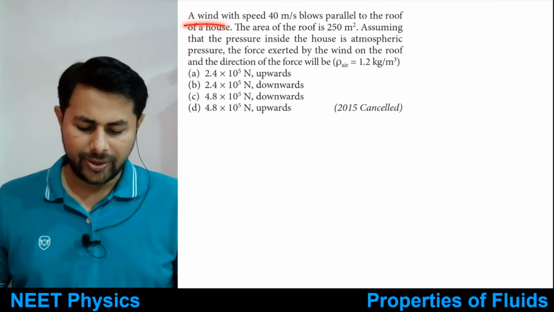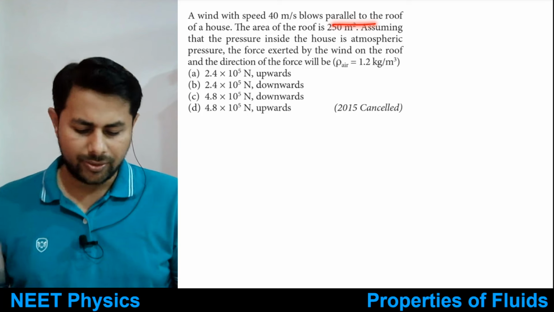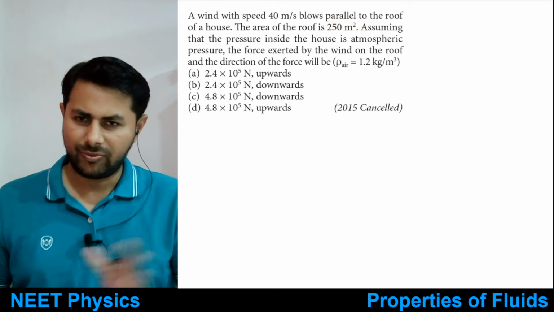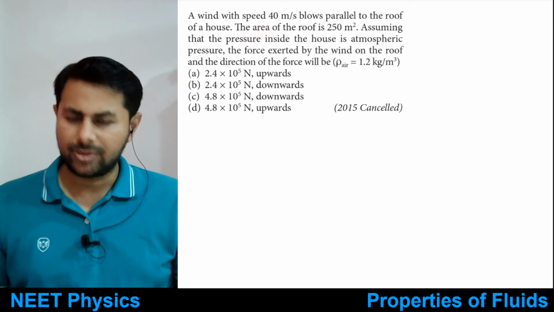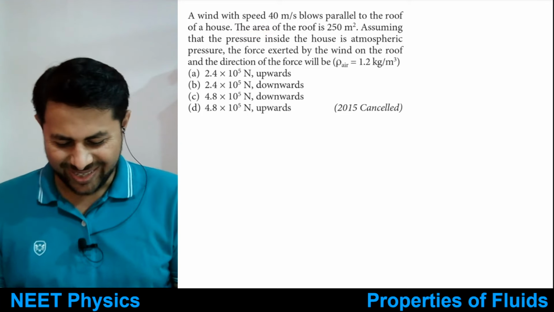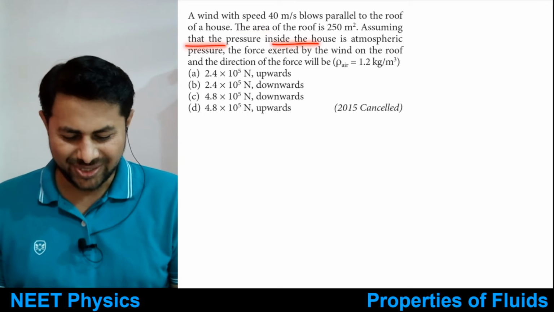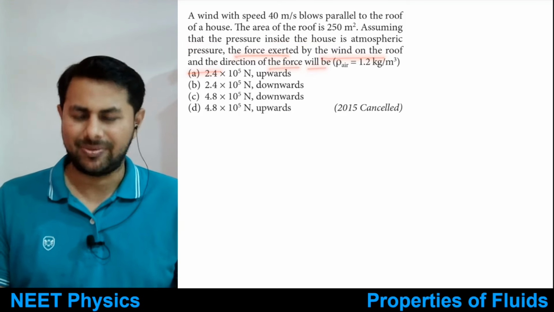A wind with speed of 40 meters per second blows parallel to the roof of a house. Wind is blowing parallelly to the roof of a house. The area of the roof is 250 meters square. So this roof is going to fly away. Assuming that the pressure inside the house is atmospheric pressure, the force exerted by wind on the roof and the direction of force will be. Tell me.